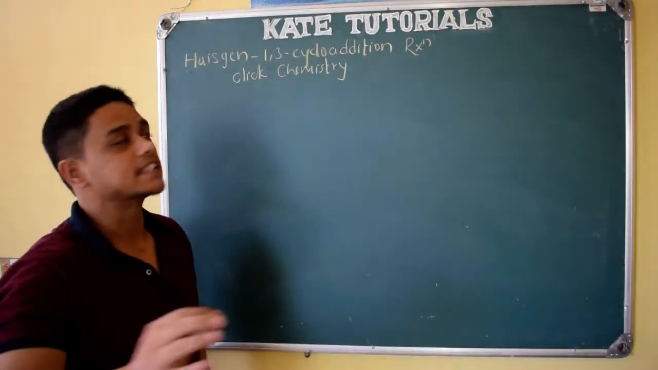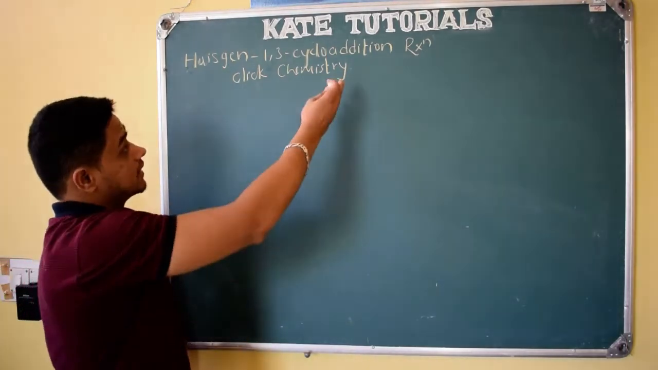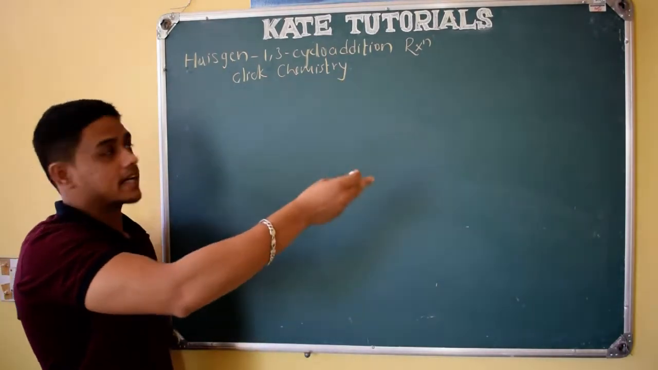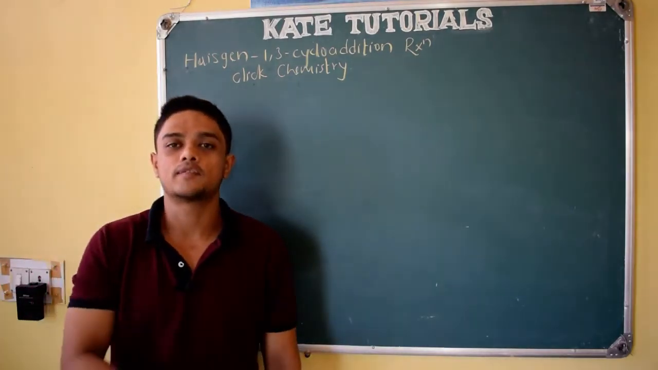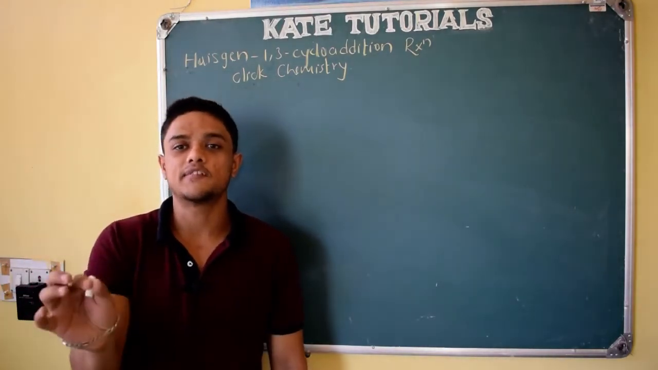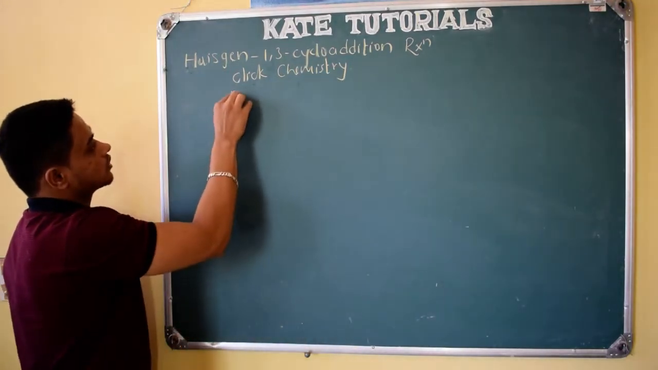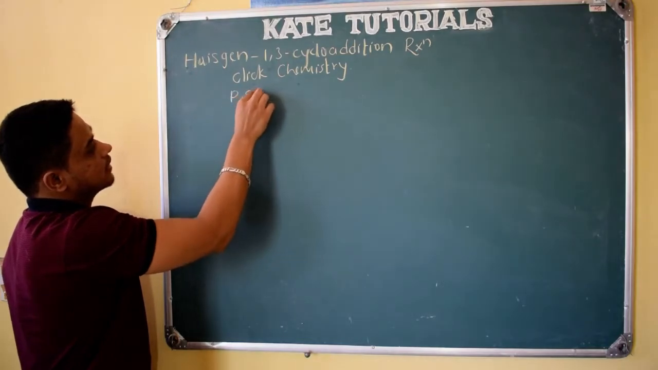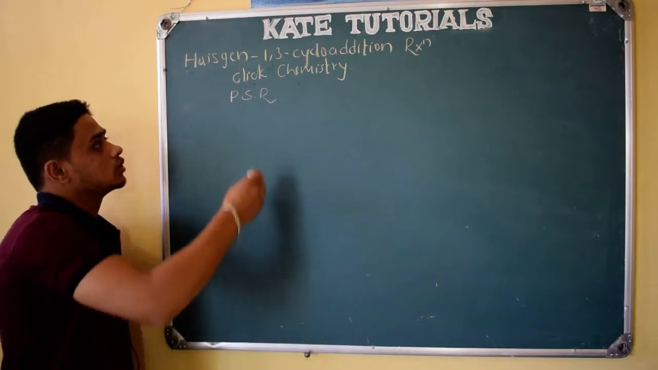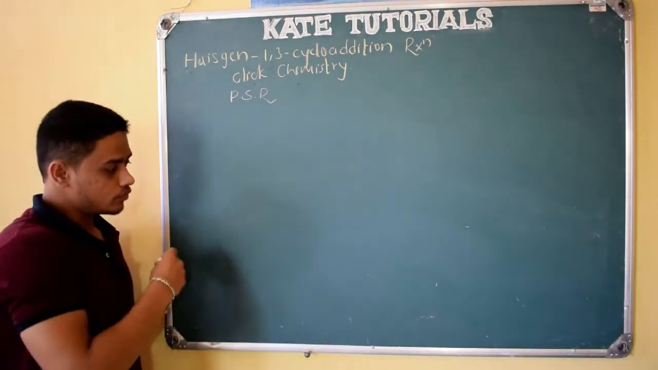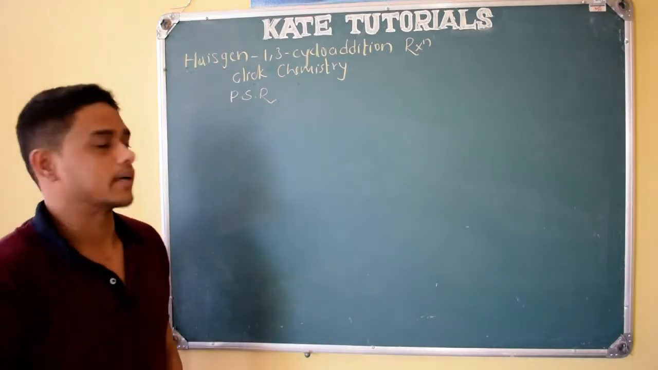In this class, let us discuss the Huisgen 1,3-dipolar cycloaddition reaction. When this reaction is further modified using a copper catalyst, they call it click chemistry. Another name for this reaction is the pericyclic shift reaction, because a pericyclic reaction is involved here, right? So this is all about click chemistry. This reaction goes very quickly; within 2-3 hours we can do it in the lab, right?